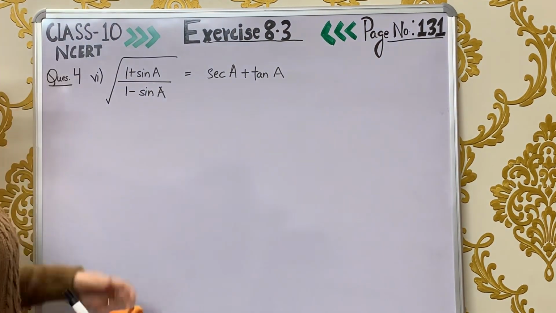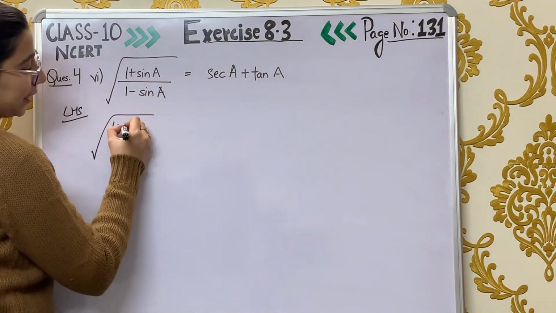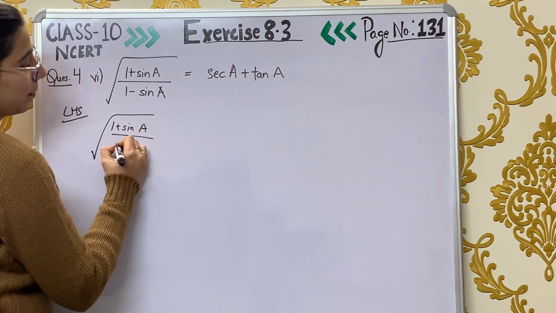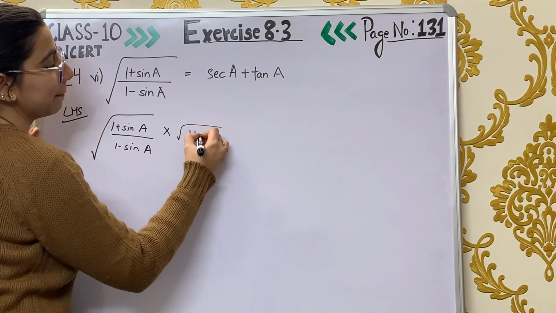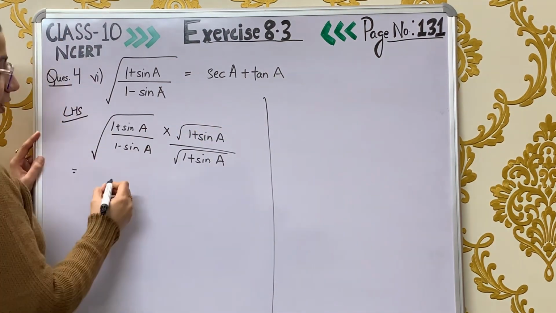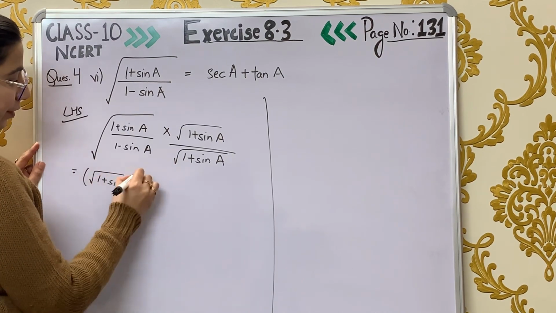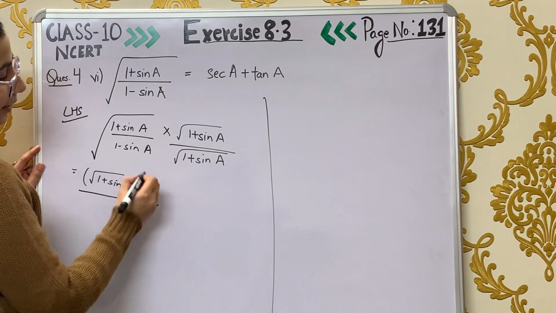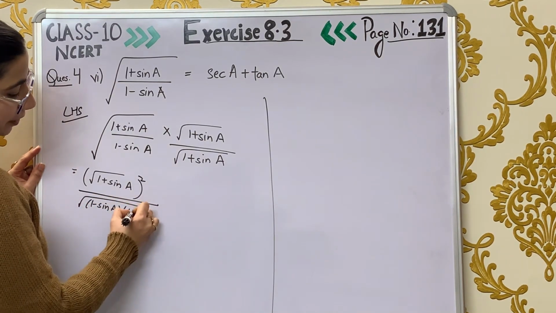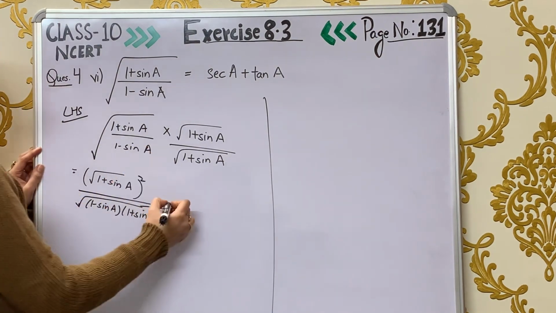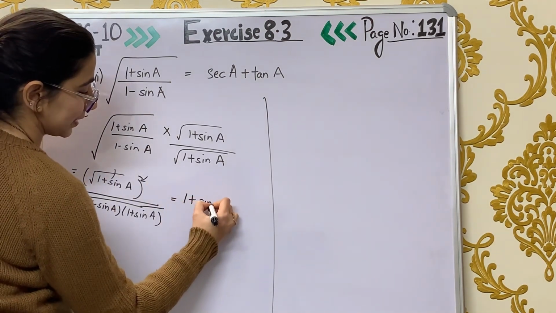Moving on to the next part, consider the LHS first. What we're going to do is we're going to rationalize the LHS. That is, we're going to multiply the numerator as well as denominator by under root 1 plus sine A. So we get 1 plus sine A whole square, right? Because two terms of the same are multiplied. And here we get 1 minus sine A into 1 plus sine A. So here we see that the under root and the square get cancelled and we get the term itself, which is 1 plus sine A.